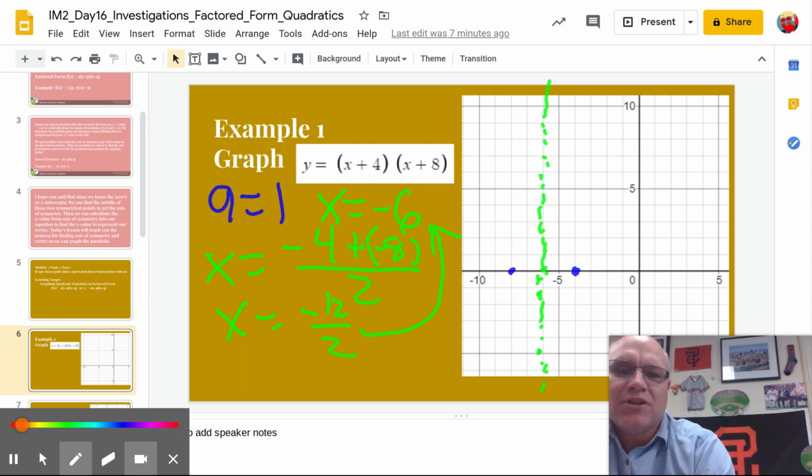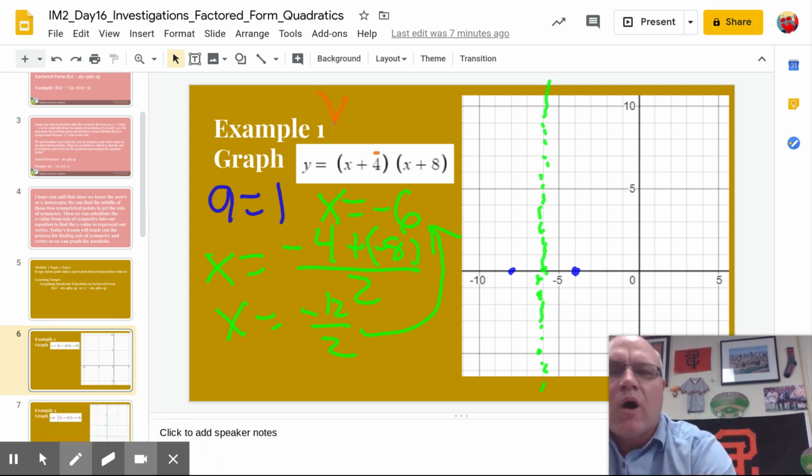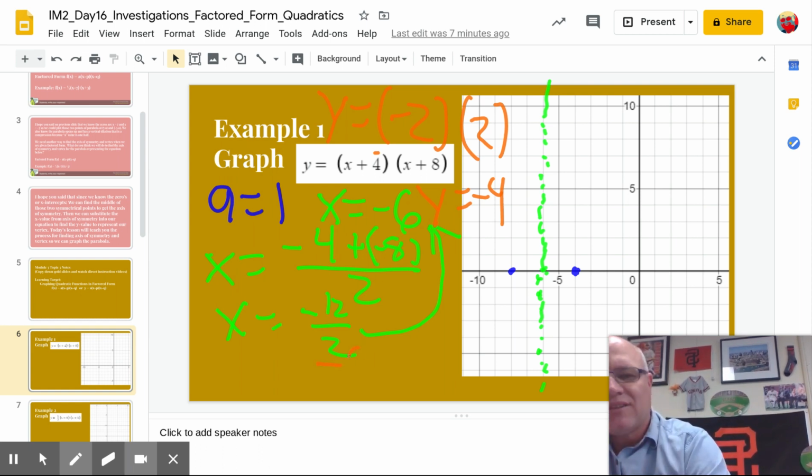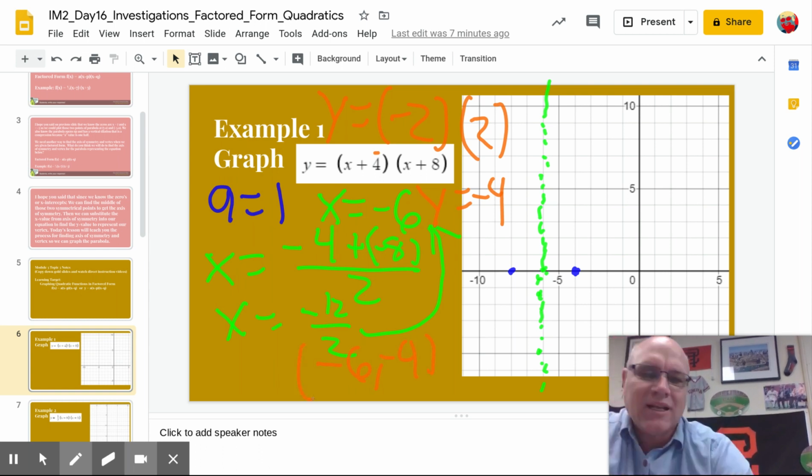So we're going to substitute -6 in here, so I get y equals (-6 plus 4), isn't that going to become -2? Times (-6 plus 8), isn't that +2? So we're going to get y equals -4. All right, so what's my vertex? (-6, -4). All right, let's plot that point. So we got the -6, now we go down 4: 1, 2, 3, 4. There's my vertex.